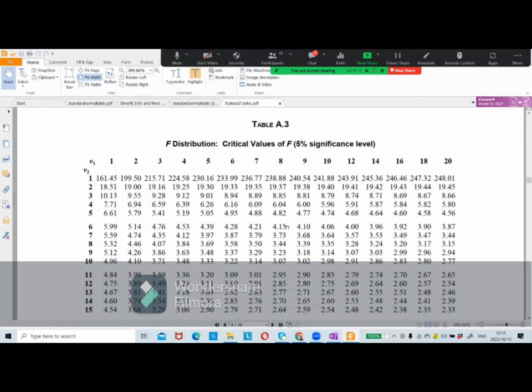Now, what is our V1? 10. You see, they did not give us 11. So don't ask me why. That is why they give you n-1. You see 10 and the V2, 8. Go and check 10 under 8. 3.35. You see, it is very straightforward. 3.35. This is where we are.